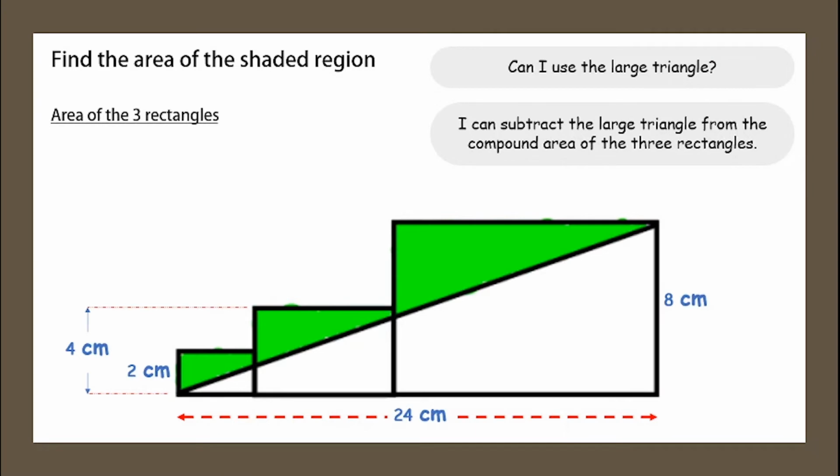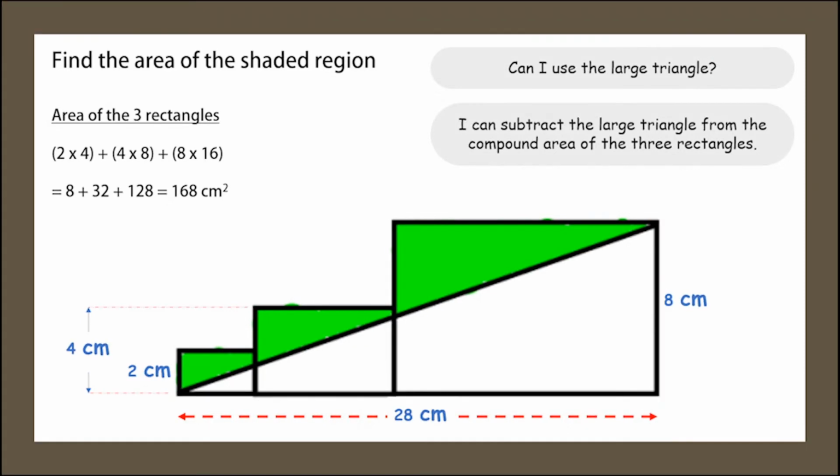Okay, so let's start with the area of the three rectangles. Well, it's going to be the length times the width on each of these three. So we've got 2 times 4, I'm going to add on 4 times 8, and then I'm going to add on 8 times 16. So altogether, the area of the compound shape made from the 3 rectangles is 168 centimeters squared. Can I do a similar thing for the area of the triangle?